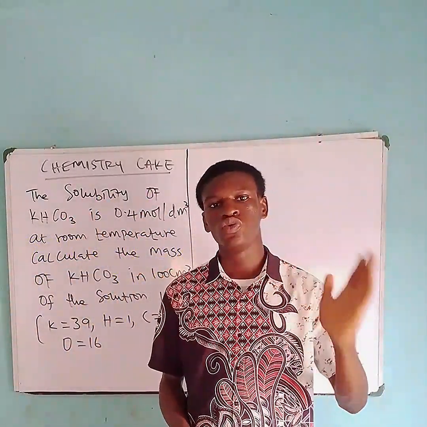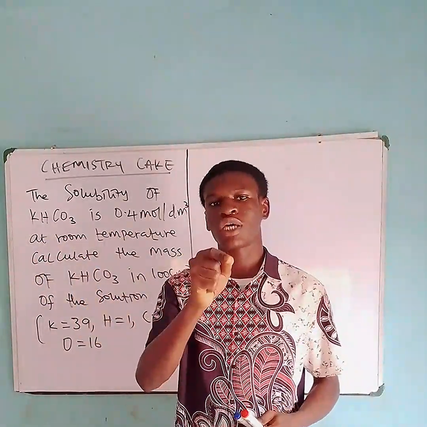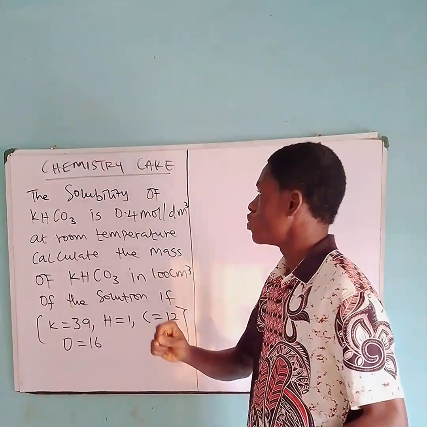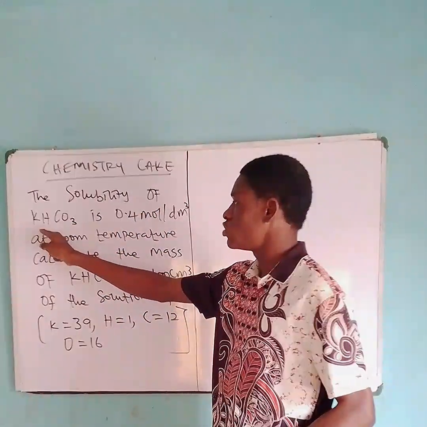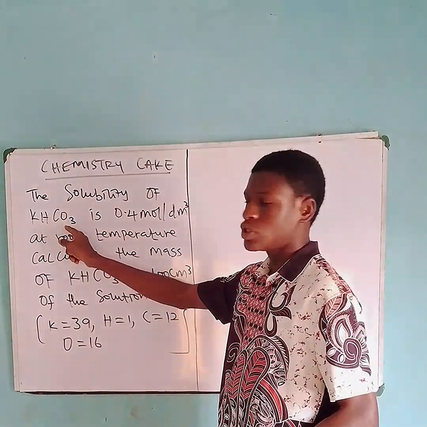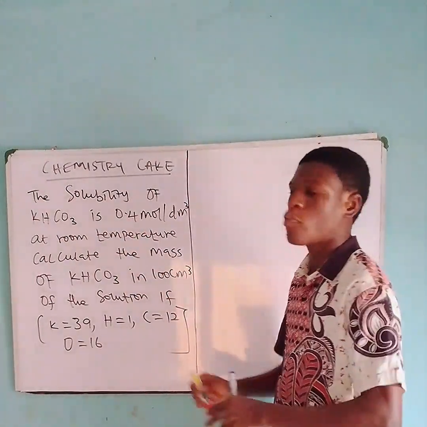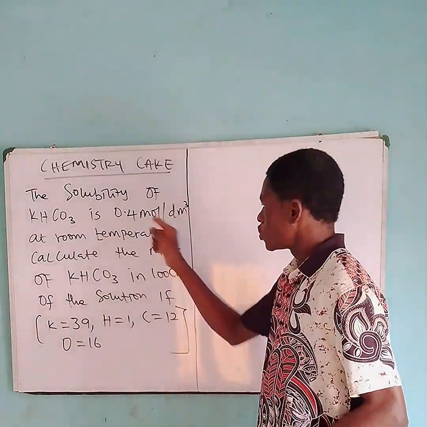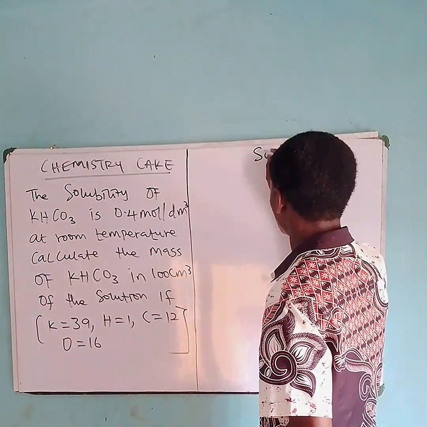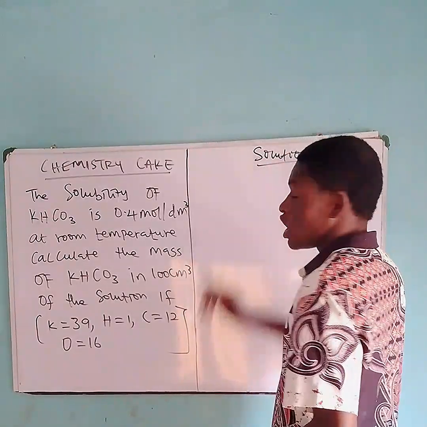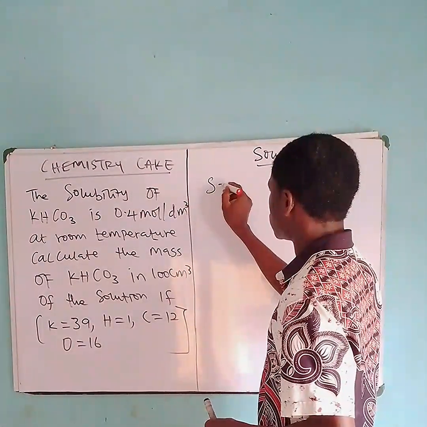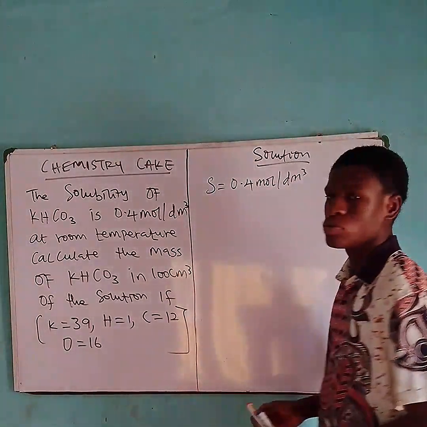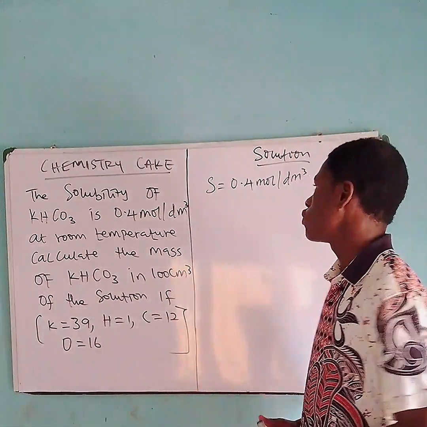Now, for us to know the one to use, we must ask ourselves, what is our volume? So let's take note of our quantities. In the question, we are given the solubility of potassium hydrogen trioxocarbonate as 0.4 mole per dm³. So in this question, solubility has already been given to me. So if I have my solution, solubility, so 0.4 mole per dm³.